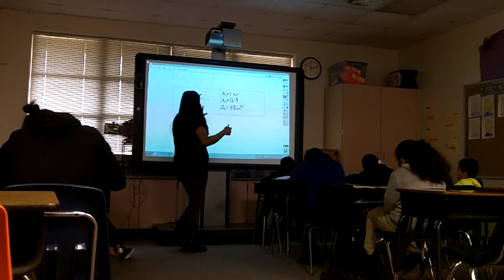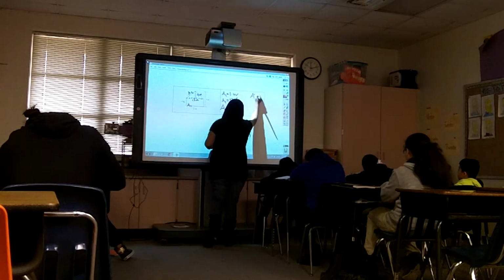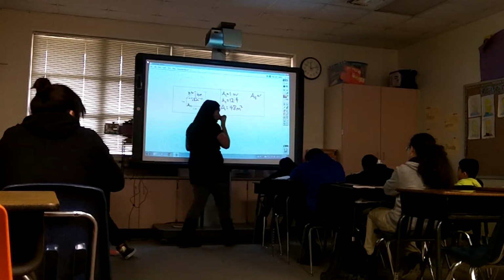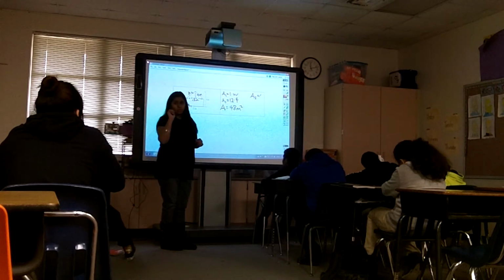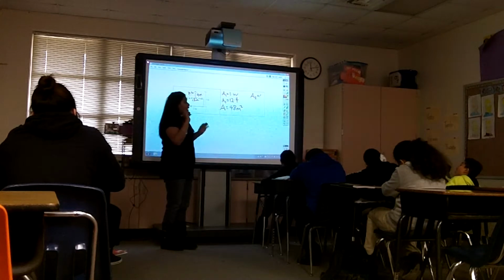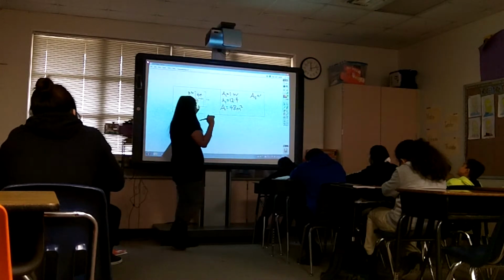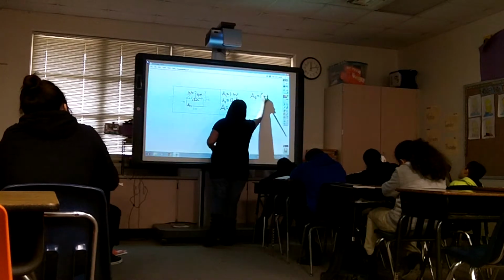Alright, so let's look at the area for shape 2. What formula am I going to use there? Base times height divided by 2. What did you say, Alonso? Base times height divided by 2. Remember, that's a triangle, so you always have to divide it by 2.